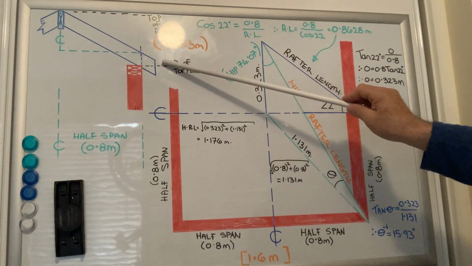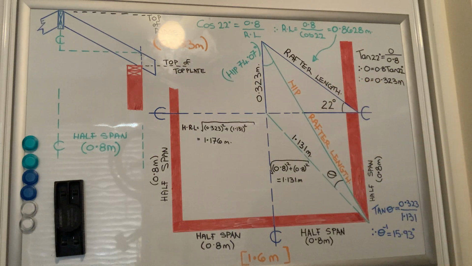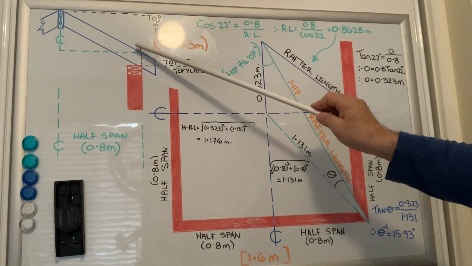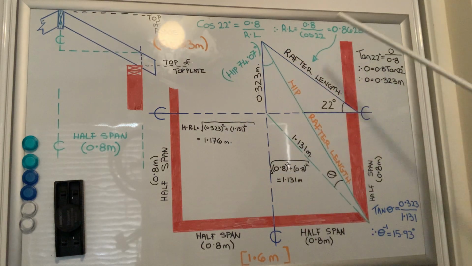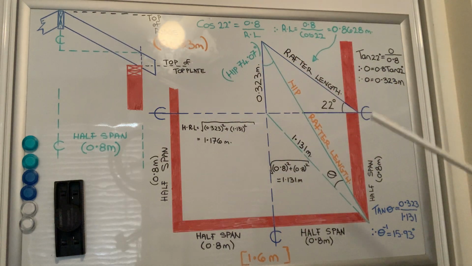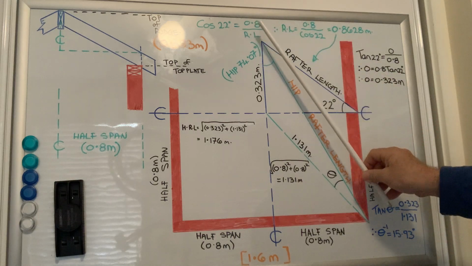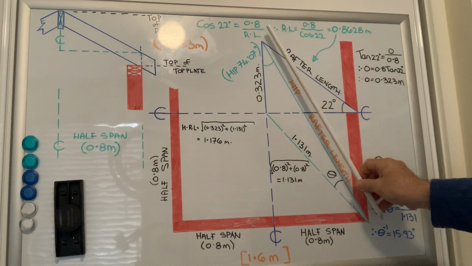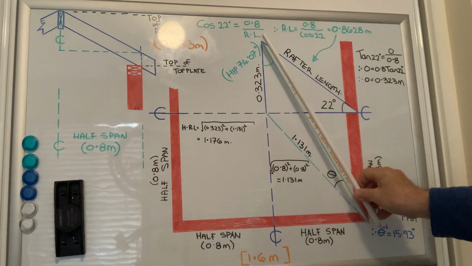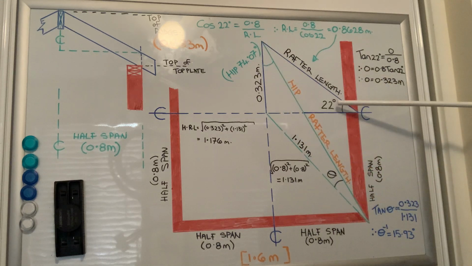I haven't included an overhang. You can nominate a 100 mil overhang if you wanted to, but the rafter length from there to there is 0.863 meters if you want to round it up. Now, what I want to do is go through and show you how we would work out the hip rafter length. Actually, before I do, we know that that's 22 degrees.